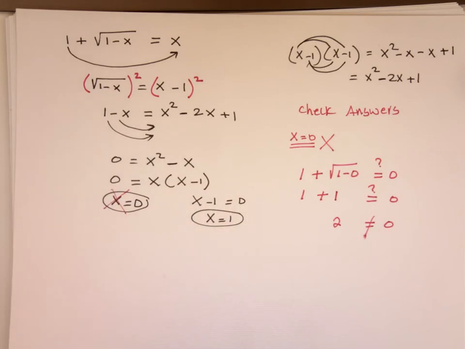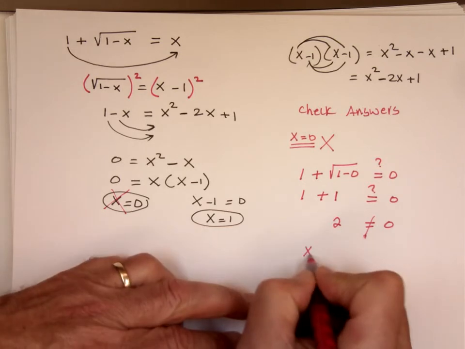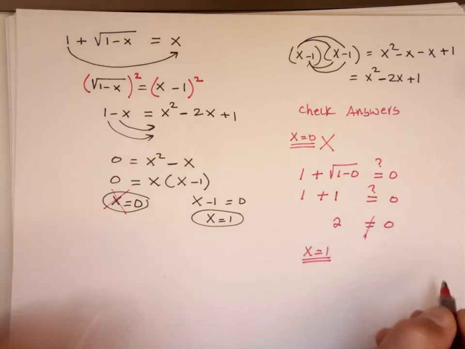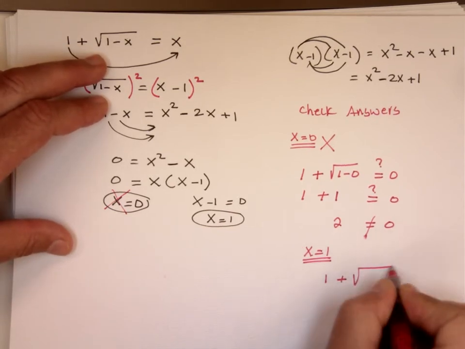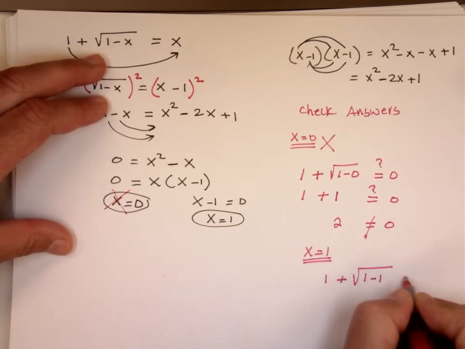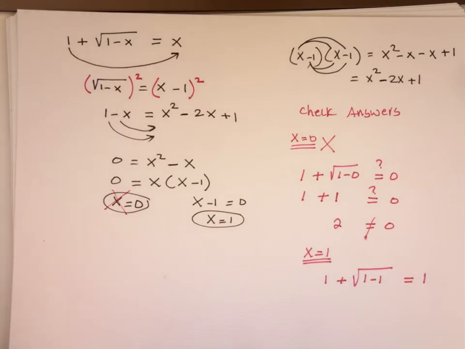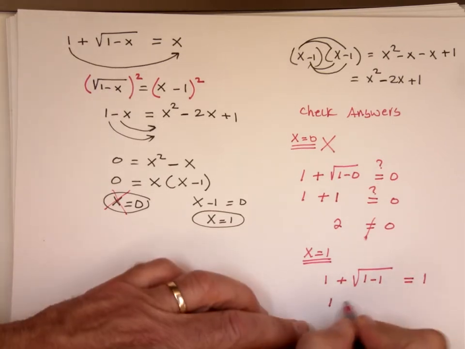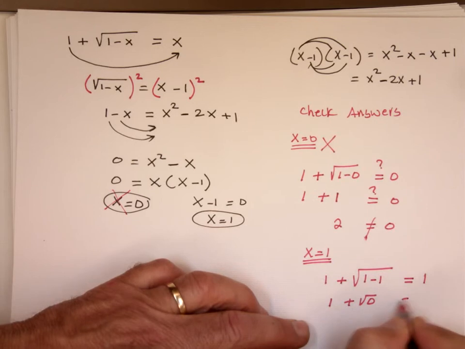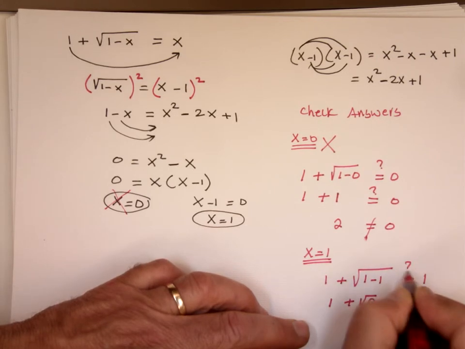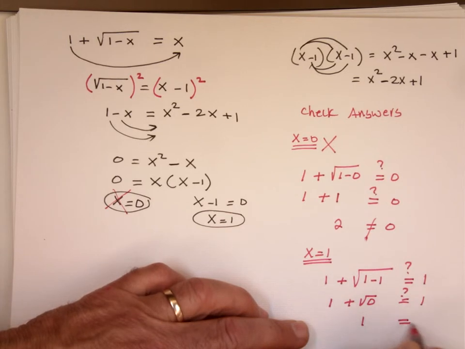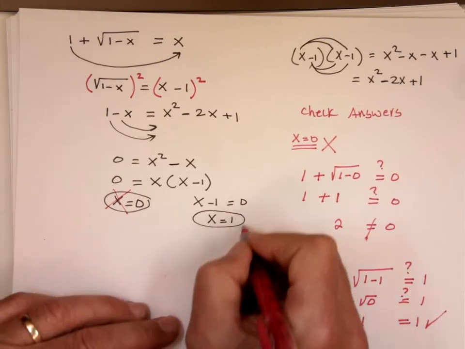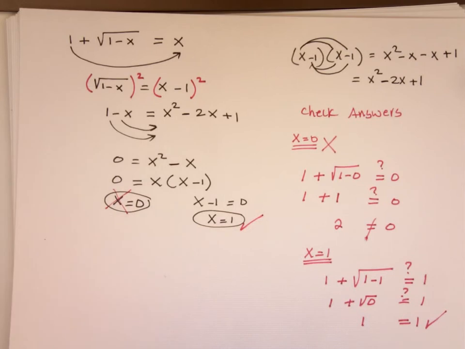Let's try the 1. Is 1 plus the square root of 1 minus 1 equal to 1? 1 plus the square root of 0, does that equal 1? Square root of 0 is 0, that's a 1. 1 is equal to 1, so this answer is good. That answer is not. So you only have one solution to that, and that is x equals 1.